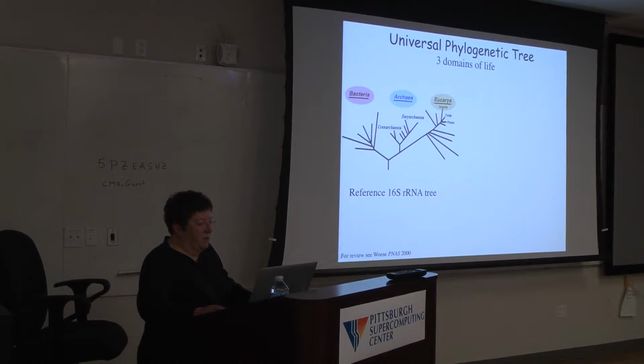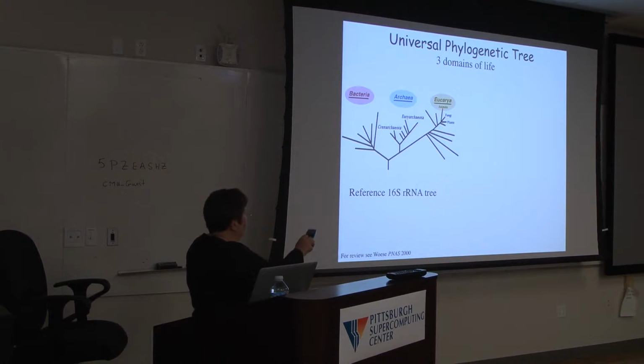So I'll get to your gap question in just a second, but let me go back now and summarize this evolutionary approach. So we have Carl's reference tree that was done on rRNA. Here are the bacteria, E. coli.